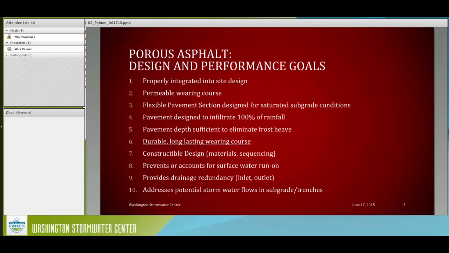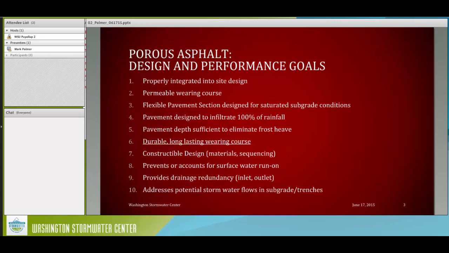We've got a lot of performance goals that are related to porous asphalt. We obviously want to properly integrate the entire site grading into the design. We want to have a permeable wearing course that allows the water to flow through. It is a flexible pavement section, but it needs to be designed to withstand saturated subgrade conditions. The pavement should be designed to infiltrate 100% of the rainfall that lands upon its surface. The pavement depth should be sufficient to eliminate frost heave in areas where there's a frost concern. And I'm highlighting that it should be a durable, long-lasting wearing course.